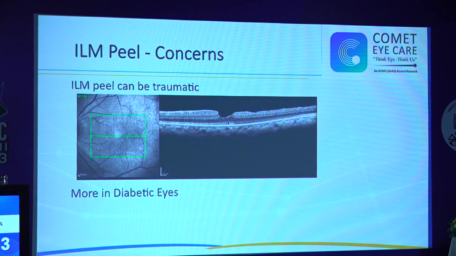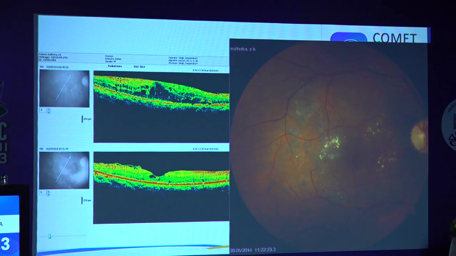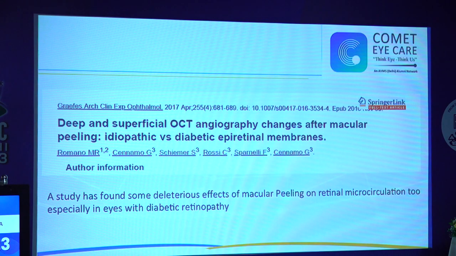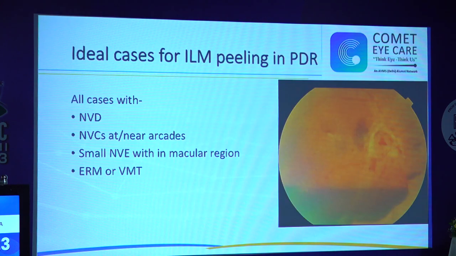But ILM peeling is traumatic also, especially in diabetic eyes because it is more adherent. We can see in this patient after ILM peeling, two breaks developed, which are more visible with laser now. Also, a study has found some deleterious effects of macular peeling on retinal microcirculation too, especially in eyes with diabetic retinopathy.